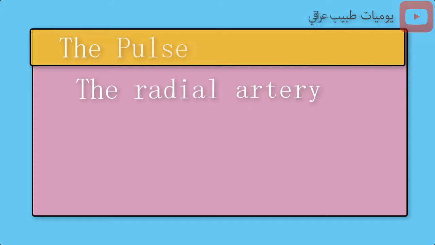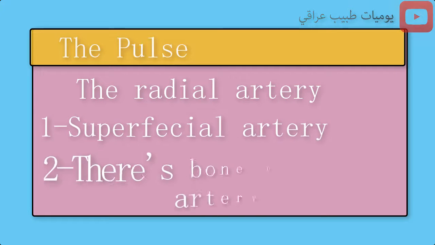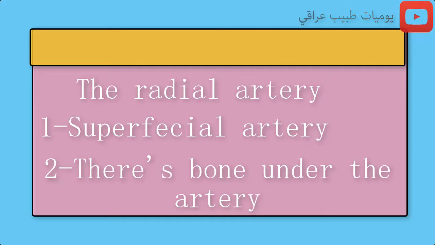The pulse. We will talk here mainly about the radial artery. This is very important and common because it's a superficial artery. There is bone under the artery.